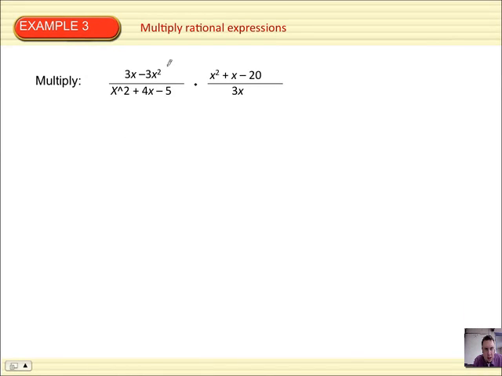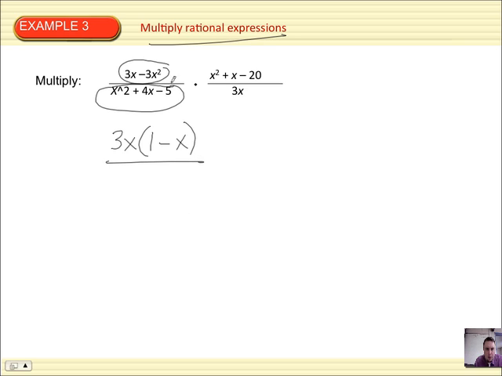Example 3. The first thing you want to do when you want to multiply rational expressions is look to factor. So factoring the top here, pull out a 3x because that's a GCF. 1 minus x is left over. Let's do the bottom. Bottom says x squared plus 4x minus 5, which factors into factors of negative 5 that add up to a positive 4. So that would be x plus 5, x minus 1, times, factor this one.